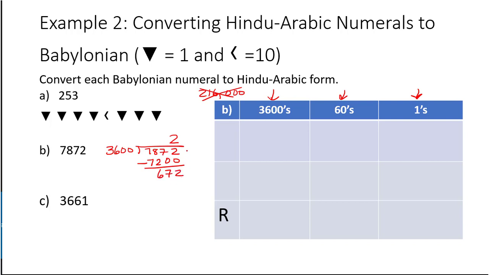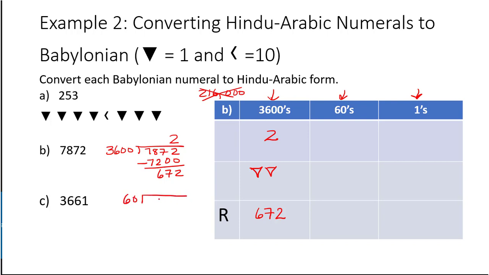And we would bring down, but there's nothing left to bring down. So this is actually the remainder here, 672. So you use the 2 to know how many 3600s you need, and you write 2 using 2 inverted triangles. The remainder is 672, and what we need to do with that is figure out how many 60s it takes to get close to 672, as close as we can.